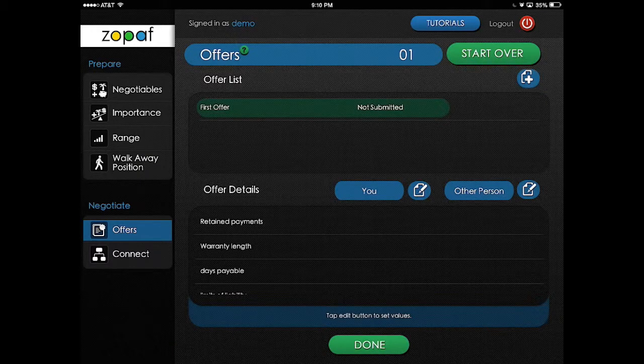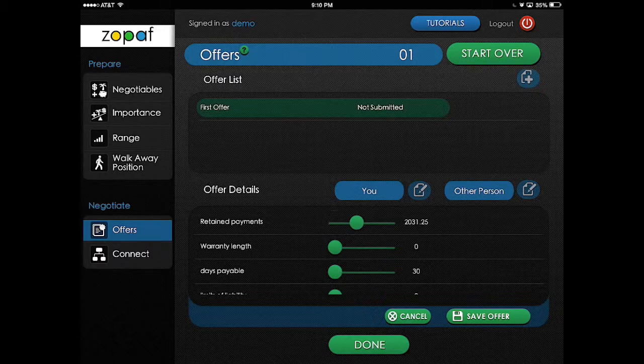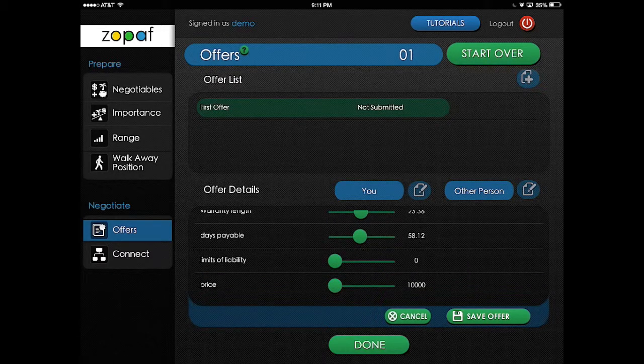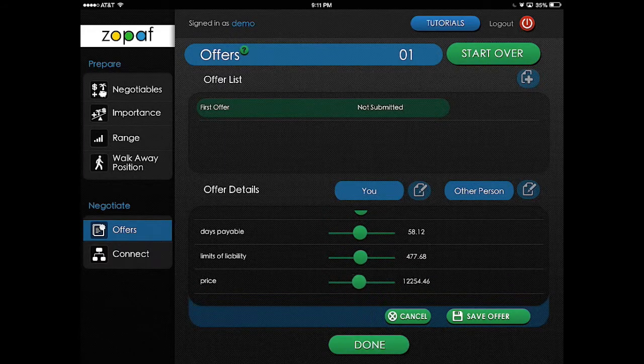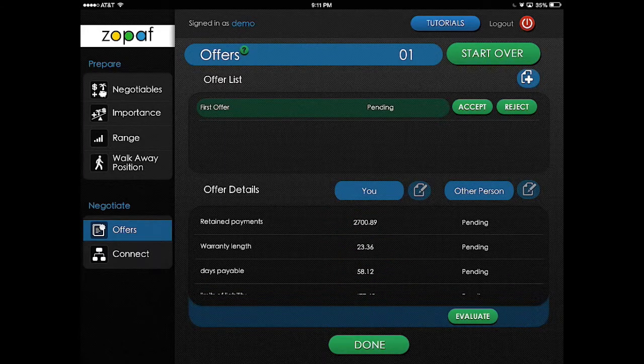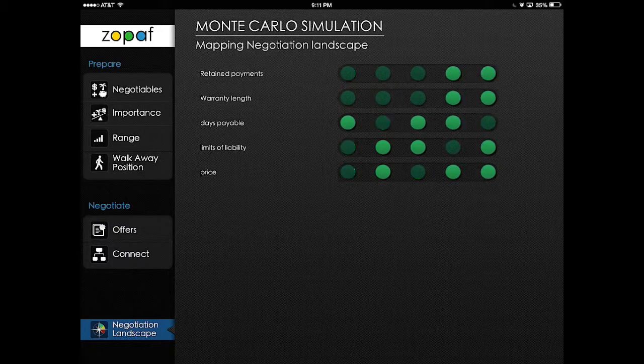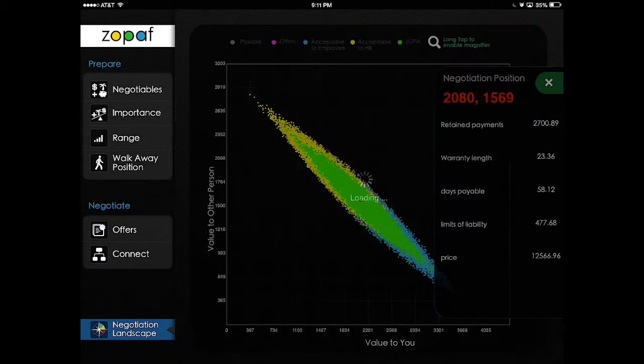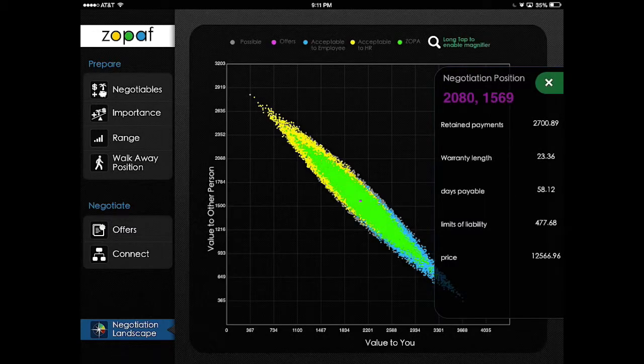Ordinarily, people negotiate terms one by one. Further, there is a big tendency to split the difference when negotiating each negotiable. If we split the difference for all terms, we see that we end up with a point in the middle of the Zopaf region. We also see that there are thousands of offers that would make both parties better off.